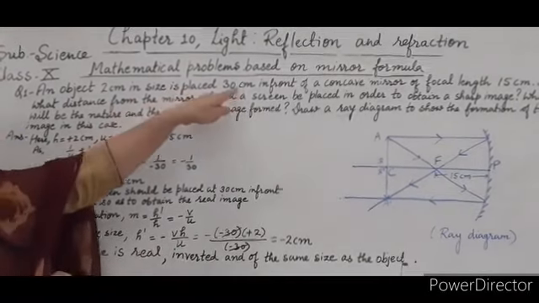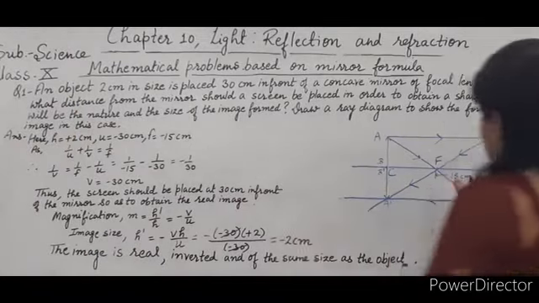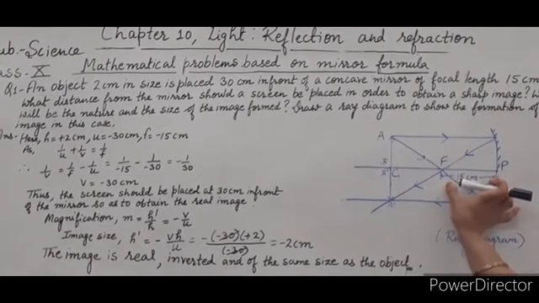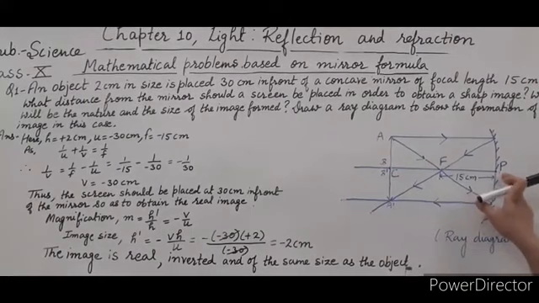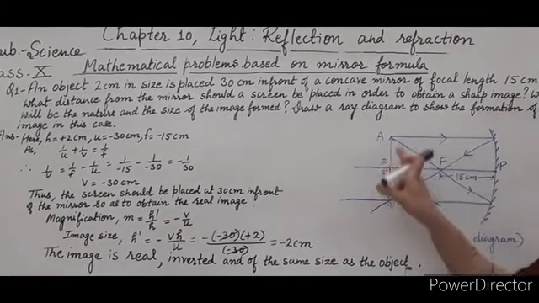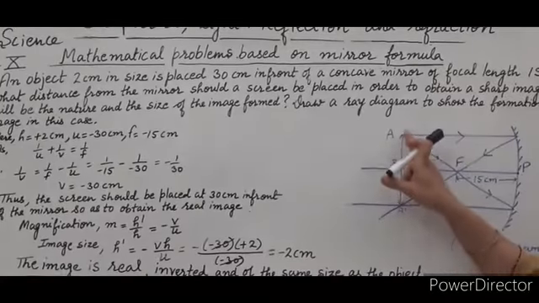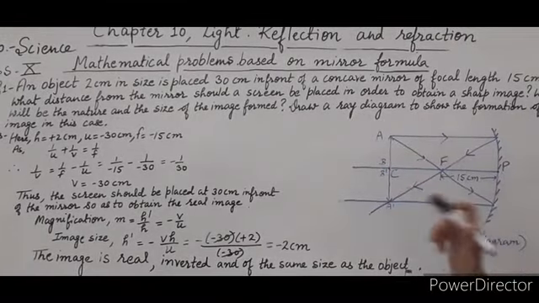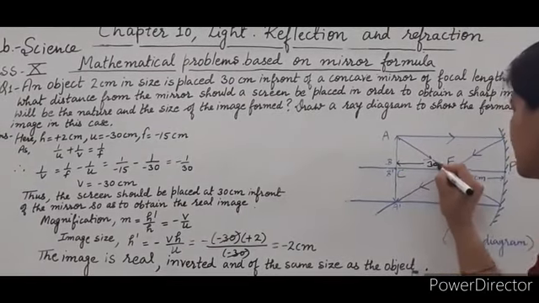Now the object is placed 30 cm in front of a concave mirror. If this distance is 15 cm, then double of that, from C to P, the distance is 30 cm. So according to the question, the object is placed here. AB is our object, and it is placed at C, because this distance is 30 cm.